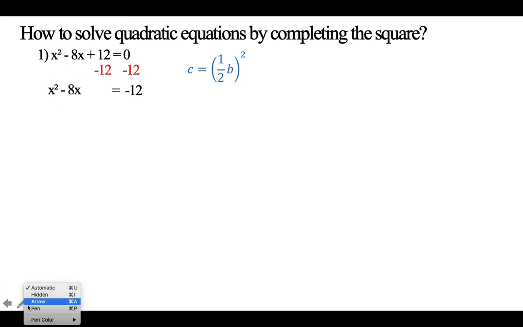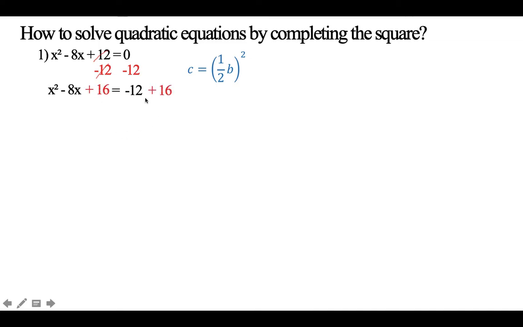We're going to cancel them. This will be left to us: x squared minus 8x, then on the other side, 0 minus 12 is negative 12. Then what should be the third term to make it a perfect square trinomial? So again, just get the b, and our b here is negative 8, so let's try to do it mentally. Imagine that this is negative 8. Half of negative 8 is negative 4. And negative 4 times negative 4 is positive 16.